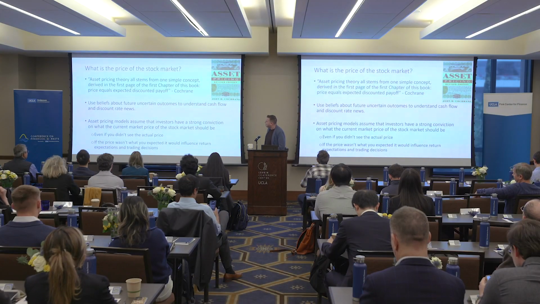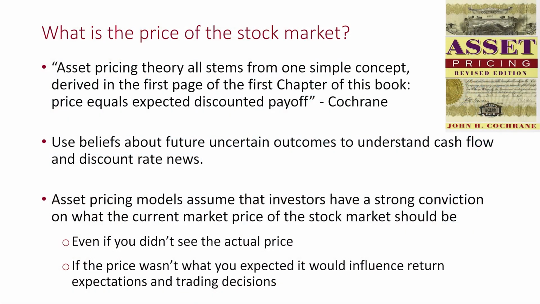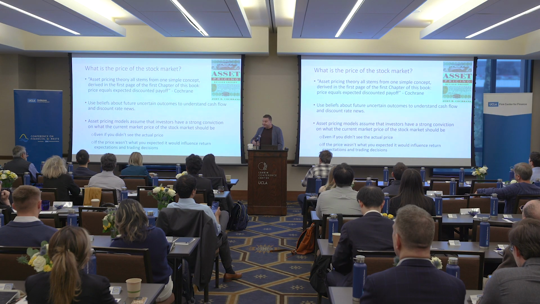But before we get there, let's start with what does asset pricing say? So I learned asset pricing from Cochrane. Here's the first page of Cochrane's preface, where he says asset pricing theory all stems from one simple concept derived in the first page of the first chapter of this book: price equals expected discounted payoff. Okay, so what does that mean?